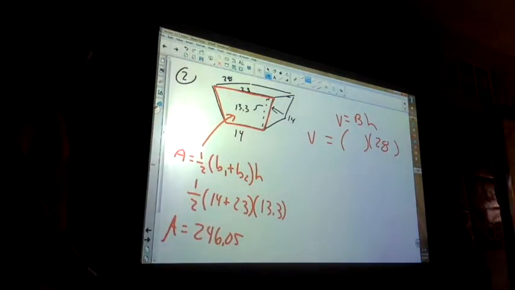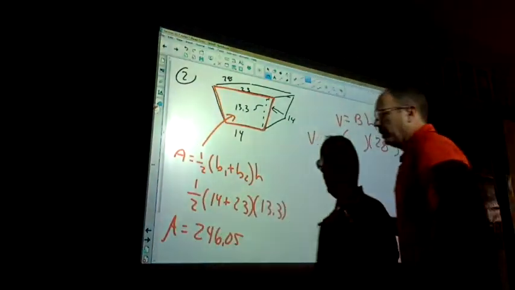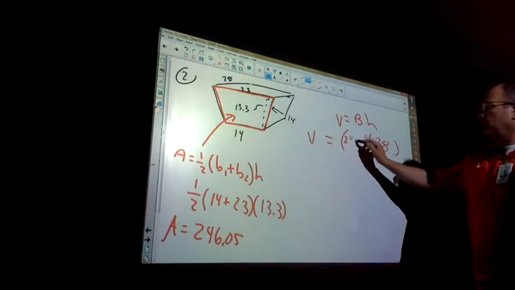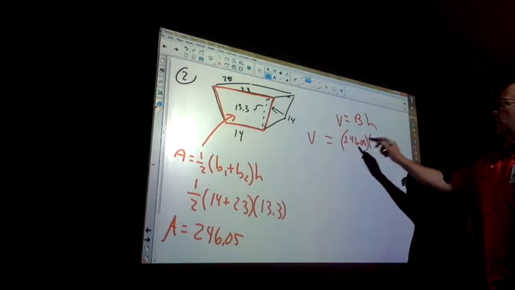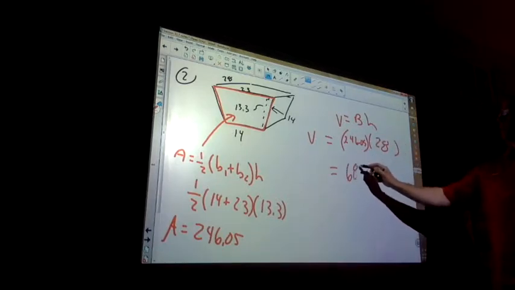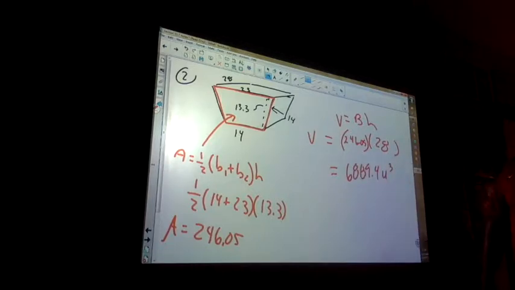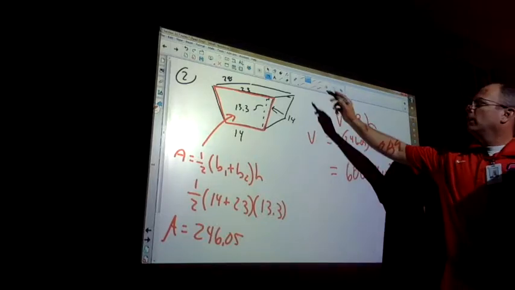Did I write what I heard correctly? Okay, so that's the area. So I'm going to plug that in here. Then multiply that by 28. 6,889.4. It was wrong.